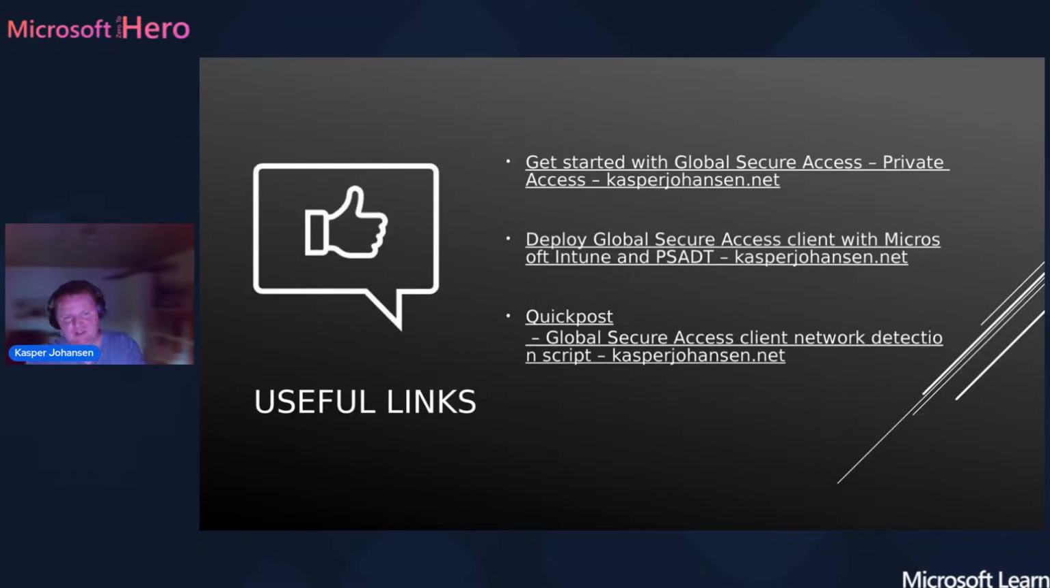And then my network detection script, where we can do this detection based on our network connectivity, if we are on a corporate network or not. And this script will actually turn off or turn on Global Secure Access based on this.